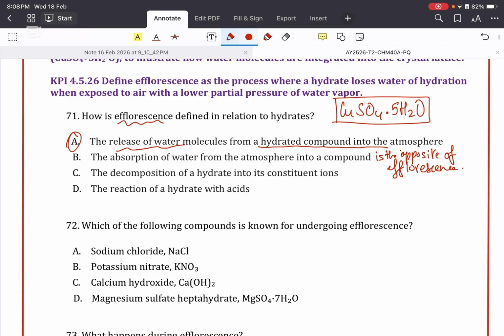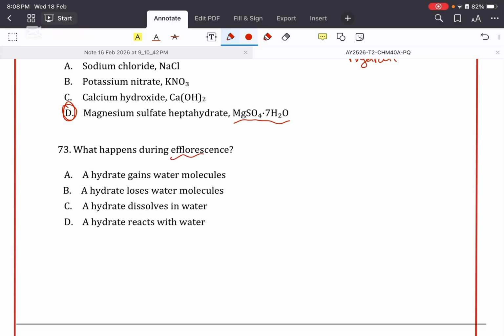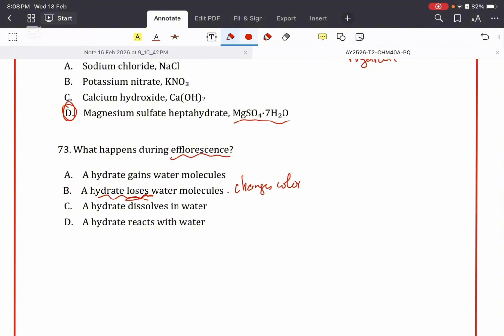Which of the following compounds is known for undergoing efflorescence? We need to choose the hydrate, the one that contains molecules of water in it. Here's another example of a hydrate that you can remember for your exam. What happens during efflorescence? The hydrate loses the water molecules, changes color, and decreases in mass.